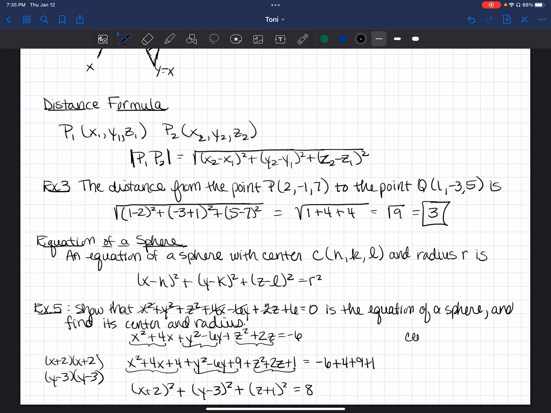So I have a center at, and remember, the equation up here is x minus, y minus, z minus. We really need all those to be minuses. So how do we compensate for that? We change the sign. This would be like x minus negative 2. So we have a center at (negative 2, 3, negative 1). And we have a radius of square root of 8, which is really 2 square roots of 2.